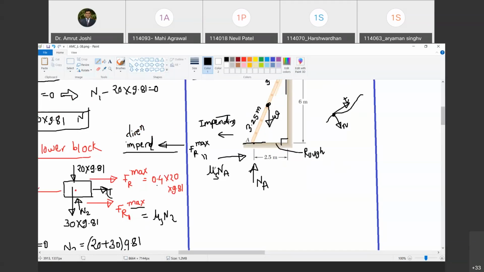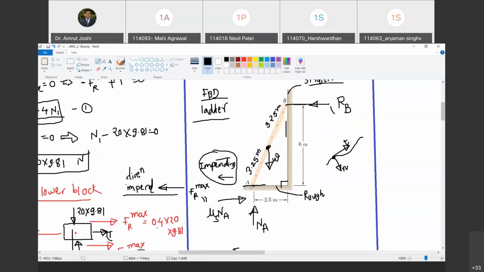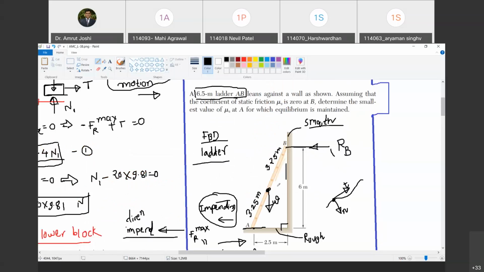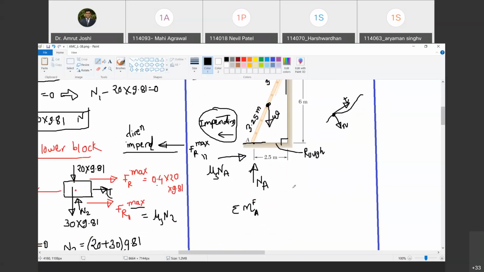Now, this itself is the minimum value of mu s at which the motion is impending. If it is so, can I apply equations of equilibrium? Yes, because motion is still impending. Which equation should I apply now? Now I should apply, intelligently, summation of moments of all the forces about A equal to 0. That will give me RB in terms of W. Do you agree with me?